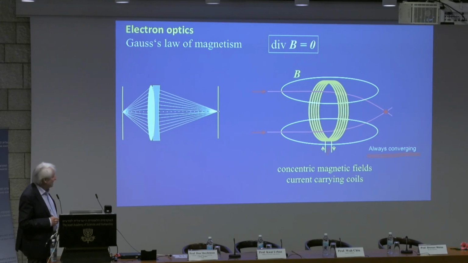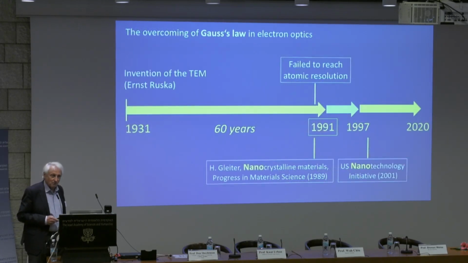To overcome a basic law of nature is, of course, a formidable task, and therefore even 60 years after the invention of the transmission electron microscope by Ernst Ruska in 1931, in 1991 we still had no chance to correct the aberrations in electron optics. This means that electron microscopy also failed to reach atomic resolution, which was urgently needed for these upcoming nanoscience developments.